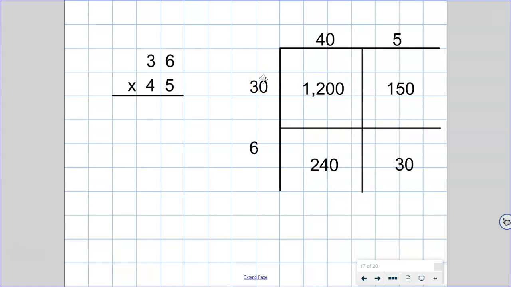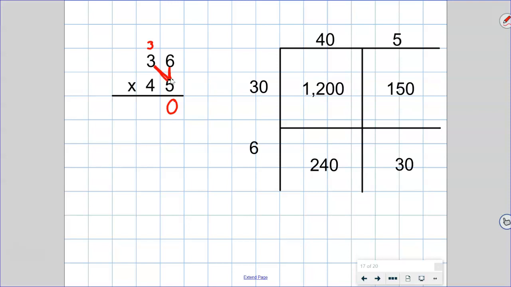So for 36 times 45, the first thing that I'm going to do is take this 5 and multiply it by 6. So I'm going to say 5 times 6 is 30. So I'm going to carry a 3 up above the next place and then leave a 0 behind right there. Now I'm going to go diagonally.